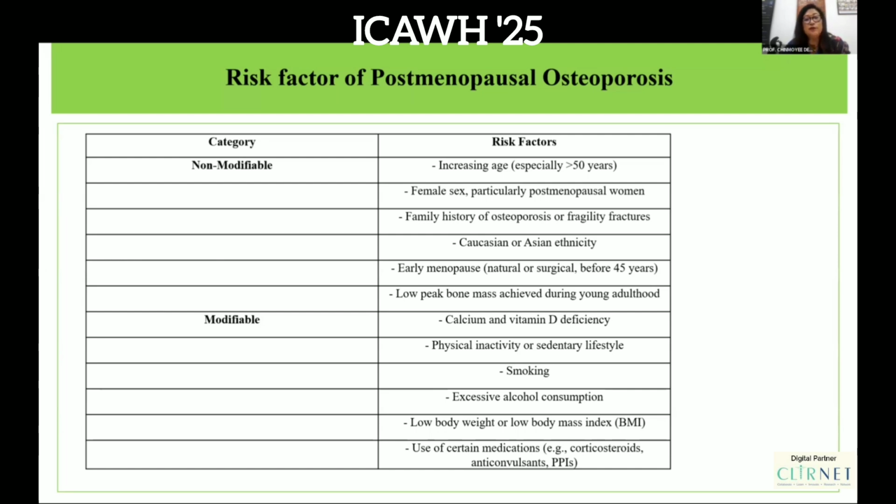So there are some modifiable factors like calcium and vitamin D deficiency, physical inactivity or sedentary lifestyle, smoking, excessive alcohol consumption, low body weight or low body mass index, and use of certain medications like corticosteroids, taken due to other diseases like autoimmune diseases, SLE, rheumatoid arthritis, etc. Anticonvulsants like phenytoin, and PPIs. So use of certain medications may lead to early osteoporosis.